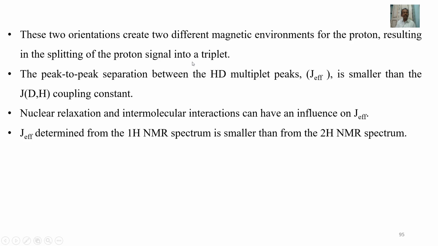These orientations create different magnetic environments for the proton, resulting in the splitting of the proton signal into a triplet. The peak-to-peak separation between the HD multiplet peaks, that is J effective, is smaller than the D–H coupling constant J. Nuclear relaxation and intermolecular interactions can have an influence on J effective. J effective determined from the proton NMR spectrum is smaller than that from the deuterium NMR spectrum.